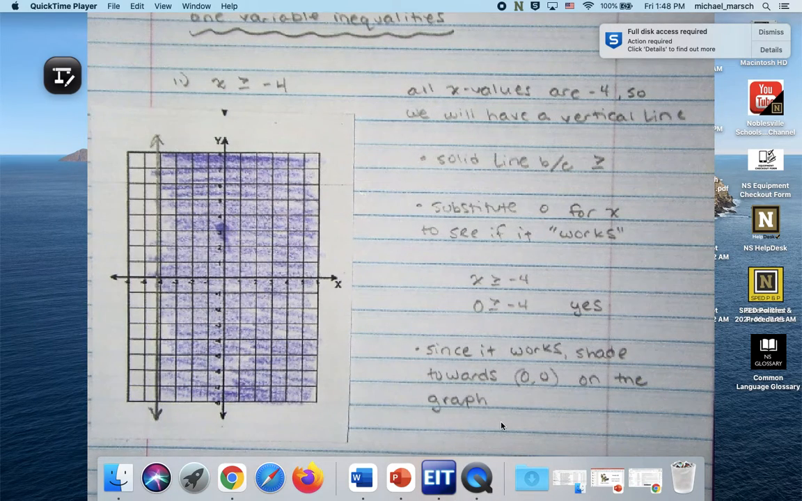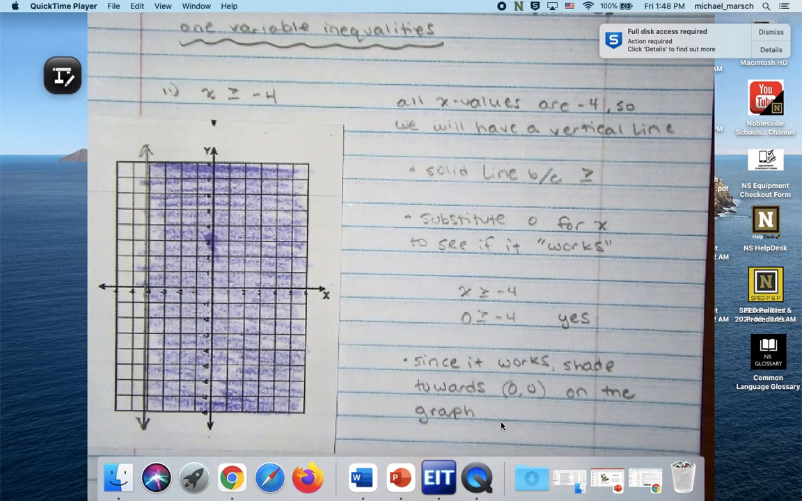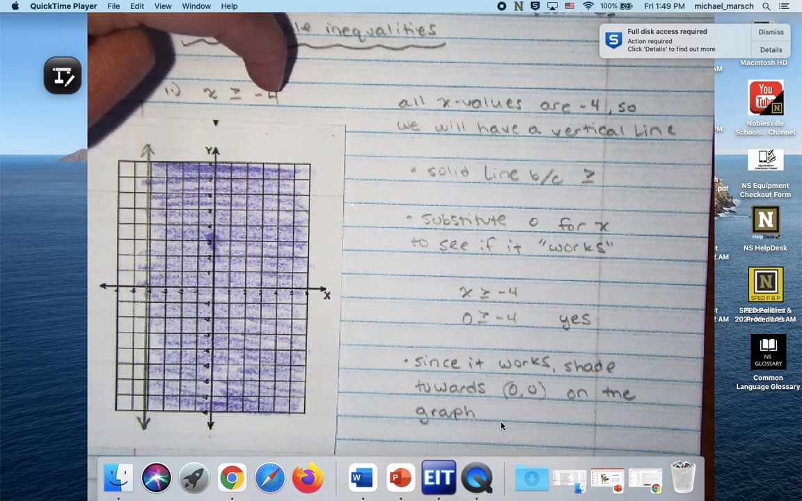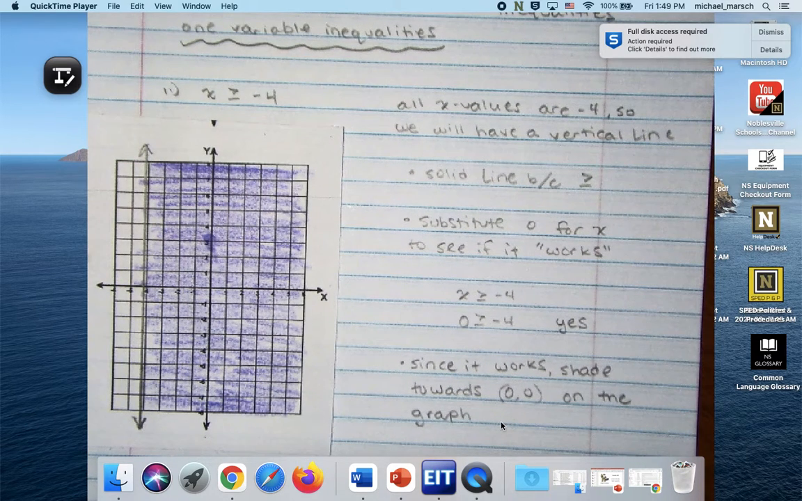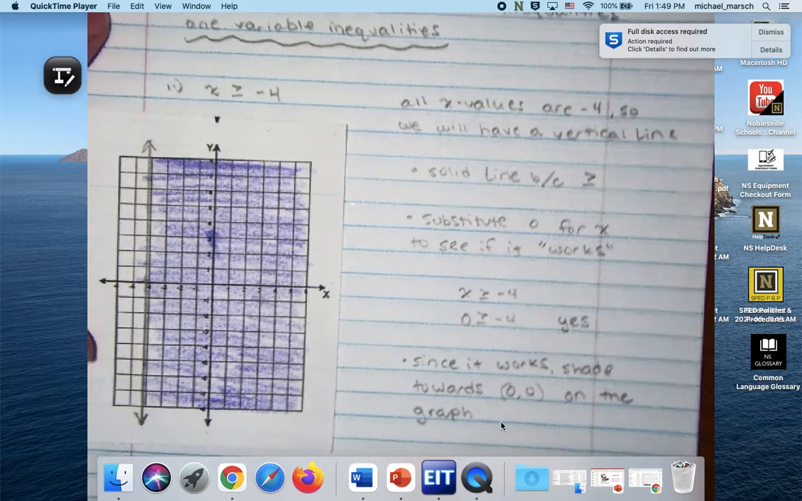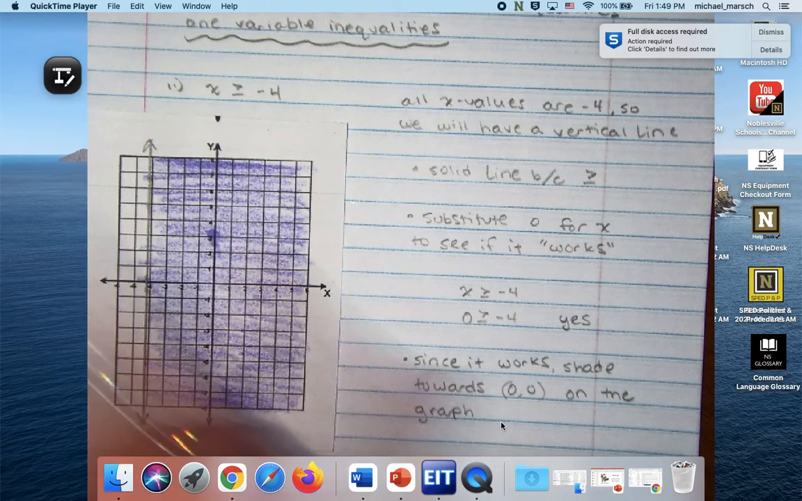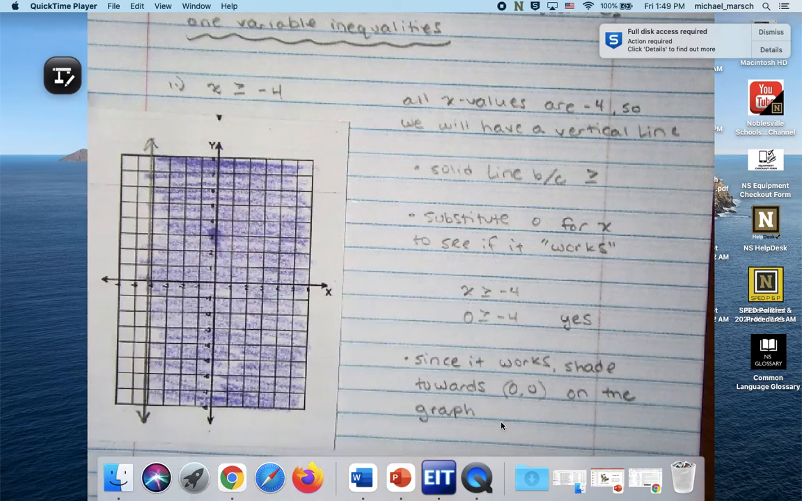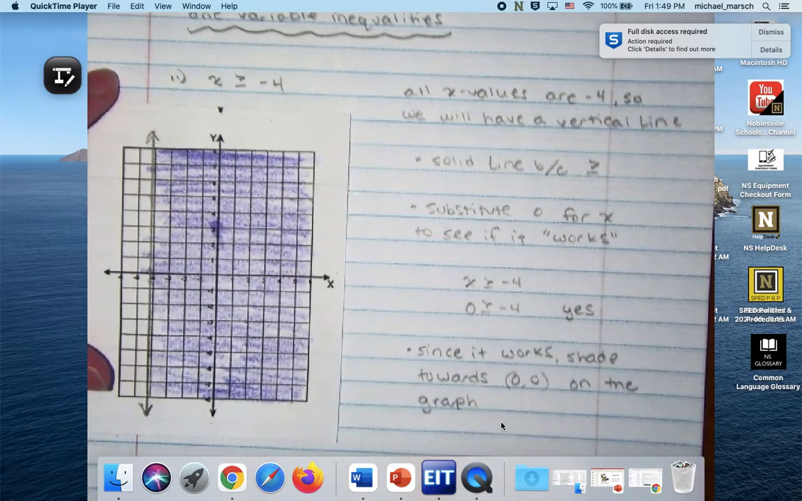So when we have a one variable inequality, that tells us that all x values are going to be greater than or equal to -4. So that means that we're going to have a vertical line at -4. It's solid because, if you remember from the Ed Puzzle yesterday, if it is greater than or equal to or less than or equal to, you need a solid line on your graph.